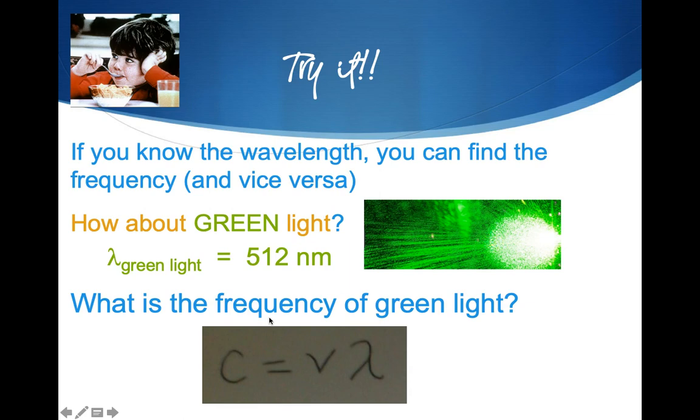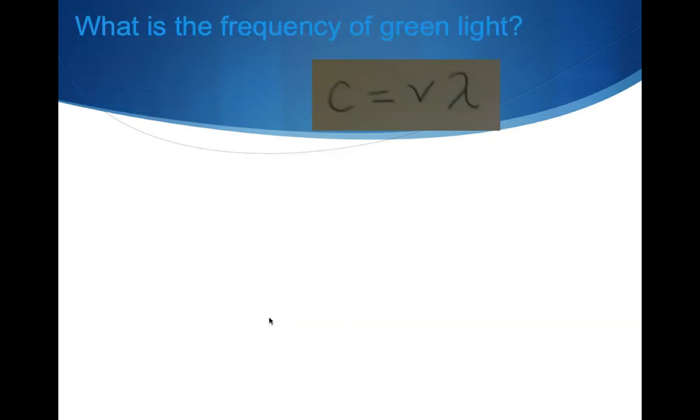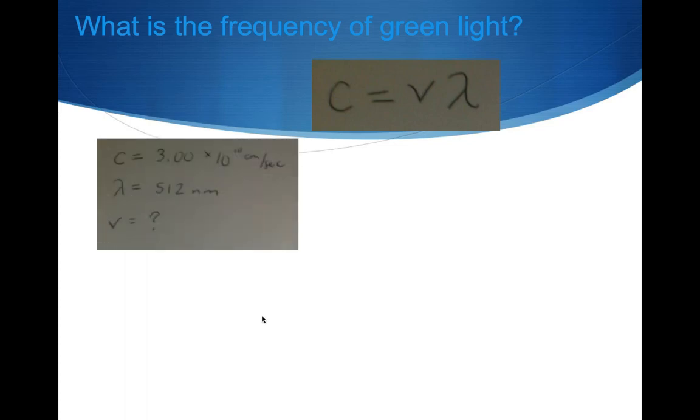So this is the original equation, c equals frequency times wavelength. Let's plug in those numbers and see what we got. c equals ν λ, so frequency times wavelength. What is the frequency of green light? Let's make a list of what we know. We always know the speed of light. It's 3.00 times 10 to the 10 centimeters per second. Lambda was given, so your wavelength was given, 512 nanometers, which means I'm solving for ν, frequency.